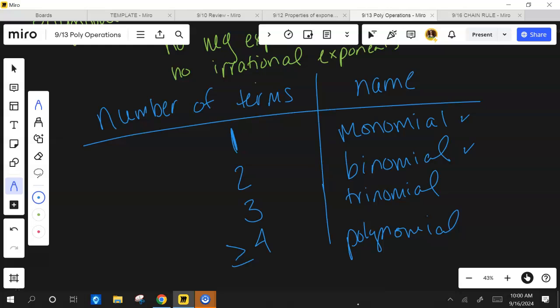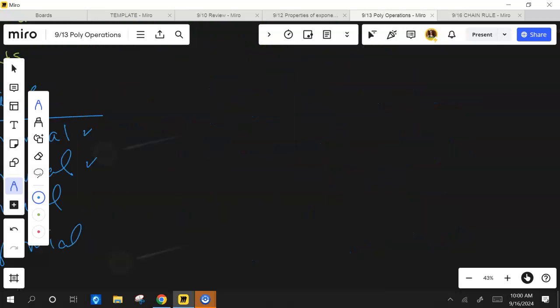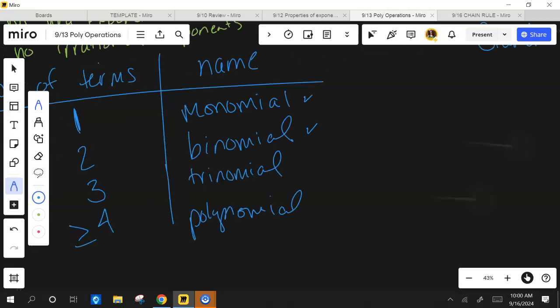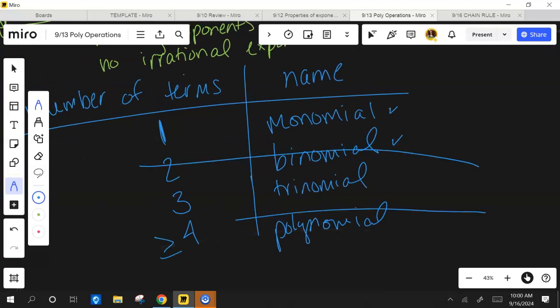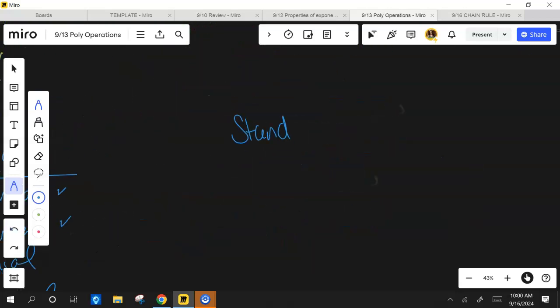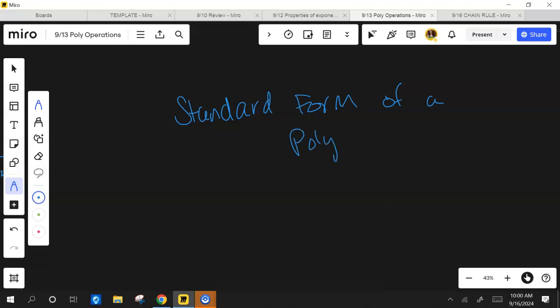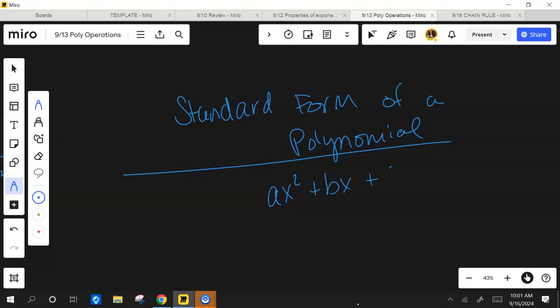Now, when we start writing polynomials, we write them in what we call standard form. Do y'all have that? What does standard form of a quadratic look like? Quadratic means what? Ax squared plus bx plus c.